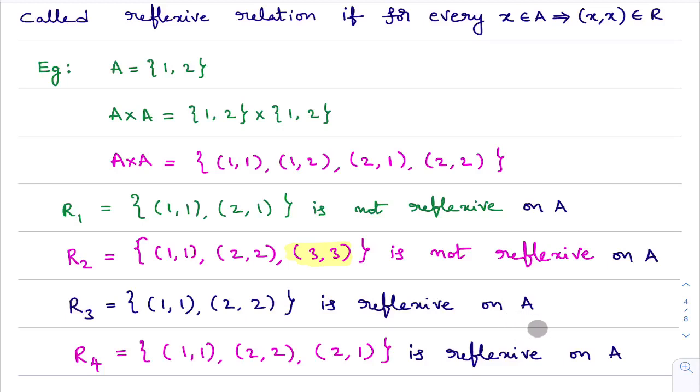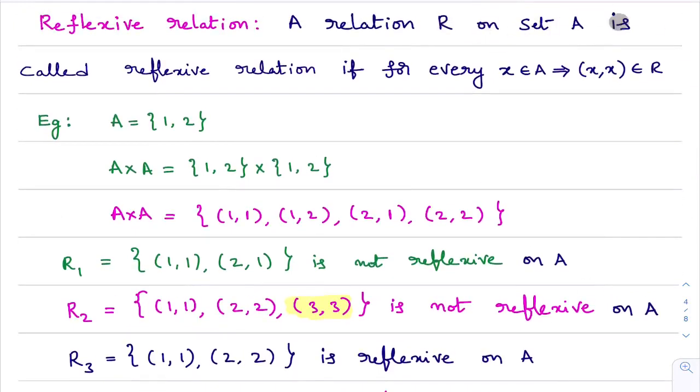I hope you are understanding what I am saying, right? What is reflexive? By this time you should get some clarity about reflexive relation. What is a reflexive relation? First of all, R is a relation on set A. A relation R on set A is said to be a reflexive relation if for every x belongs to A, ordered pair x comma x belongs to R. Now we will try to understand this with one more example.